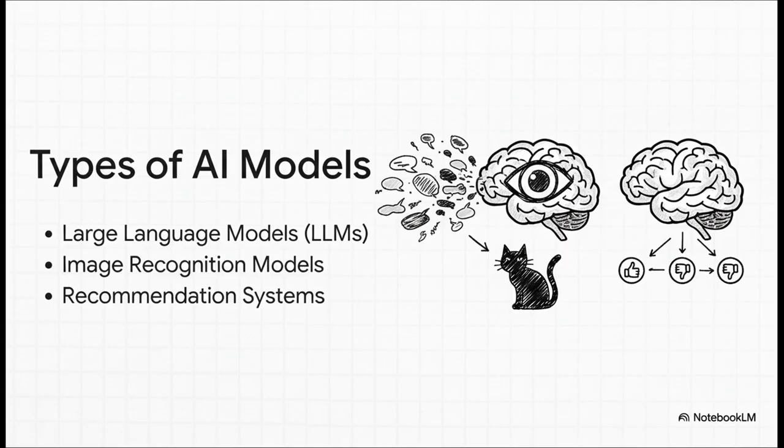Then you've got models that are basically brilliant artists trained on millions of images. And you've got others that act like expert shoppers, powering those recommendation systems we see everywhere. Each one is a specialist. And a huge strategic decision for anyone building with AI is whether to use a proprietary model from a company like OpenAI or to go with an open source one.